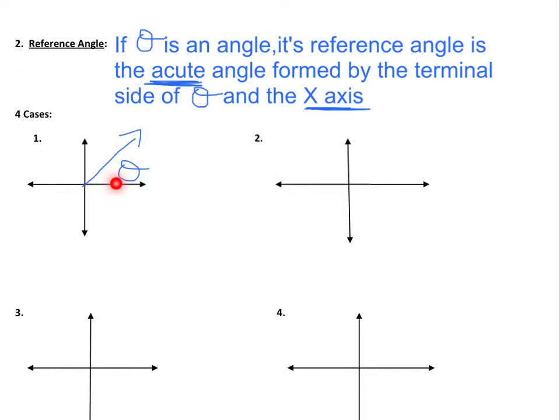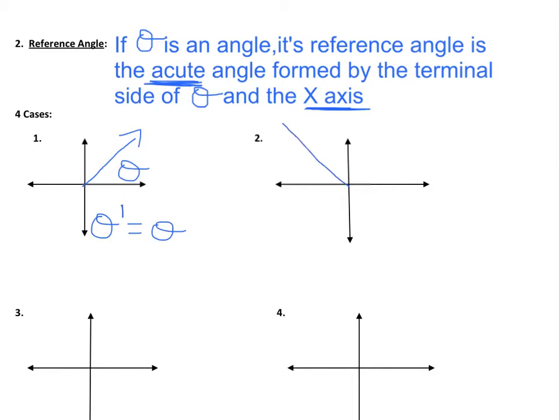So I'm just going to say theta prime is the reference angle, and that's just equal to the angle itself. So there's really no thinking. If you had 50 degrees, its reference angle would be 50 degrees. If you had pi over 4, its reference angle would be pi over 4. Okay, let's move to the second quadrant.